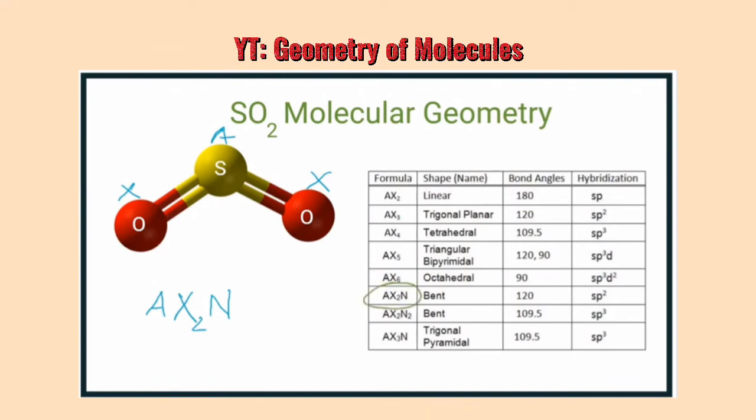If you refer to this table here, you can see that the molecules that have the AX2N formula have bent molecular geometry. So the molecular geometry of SO2 is bent and it has a bond angle of 120 degrees. Because it is not linear, the angle is lesser than 180, and hence the shape is bent. I hope this video helps you to understand the molecular geometry of the SO2 molecule.